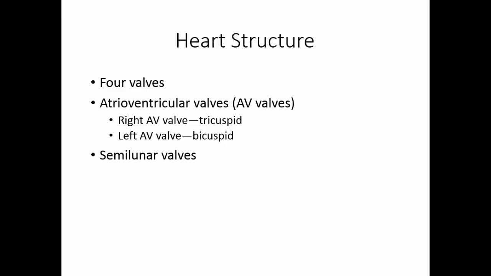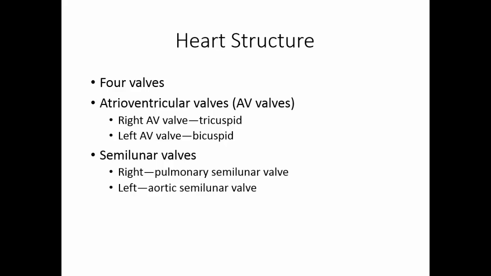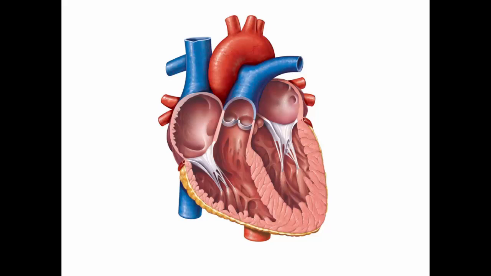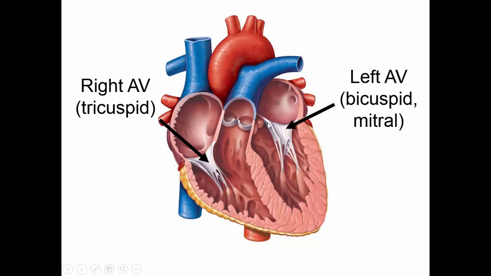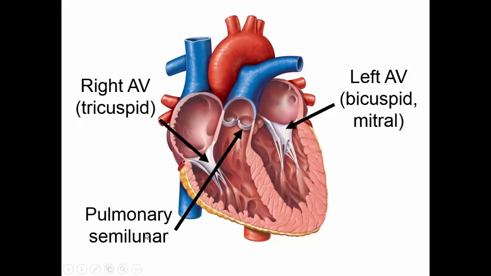The 2 semilunar valves, we have the right one, that's the pulmonary semilunar valve. It's the doorway to the pulmonary artery, or the pulmonary trunk. And then we have the left aortic semilunar valve, which is the doorway to the aorta. So looking at the heart again, here is the right AV valve, or the tricuspid valve. And here is the left AV valve, the bicuspid valve, or the mitral valve. The pulmonary semilunar valve is between the right ventricle and the pulmonary trunk. And the aortic semilunar valve is between the left ventricle and the aorta.